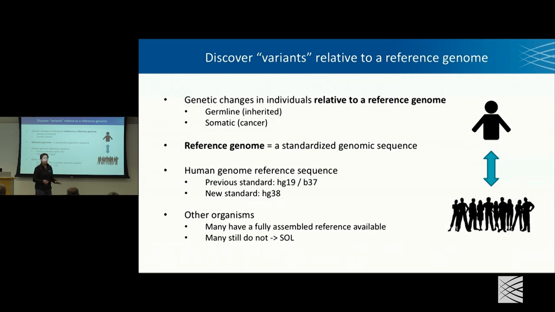I'm going to focus on humans, but a lot of what I say applies also to other organisms. Now, if you are working with other organisms, many model organisms at this point have a fully assembled reference genome available, but many still do not. And if you do not have a reference, you're going to have a very hard time. Your first step really should be to make a reference and be a hero to your field, okay?